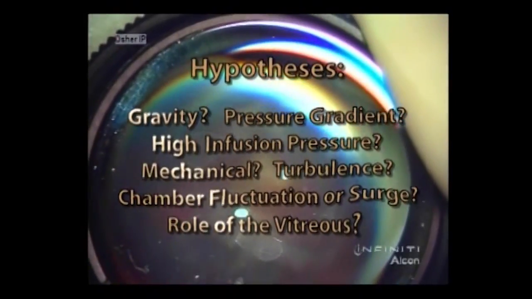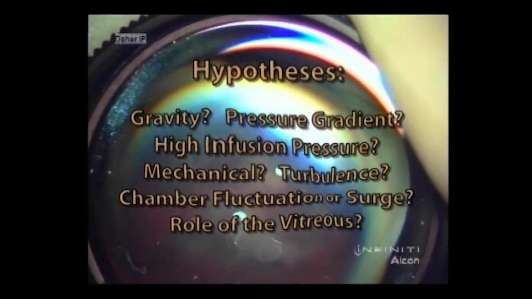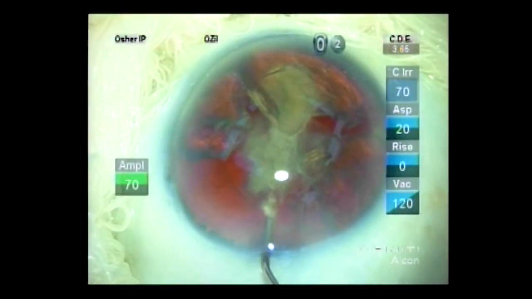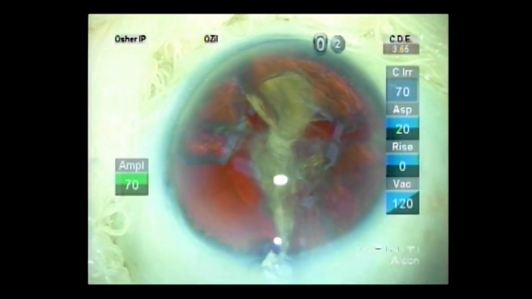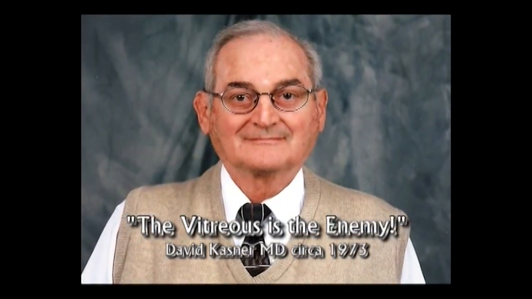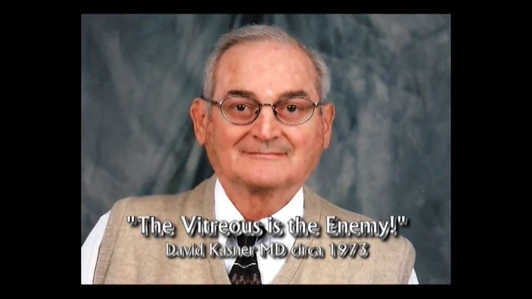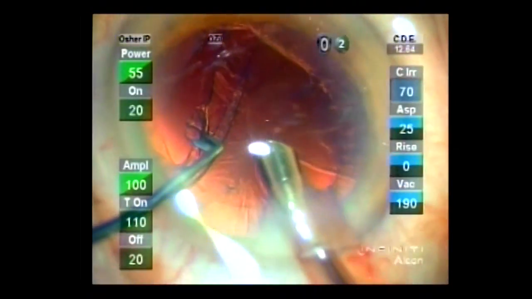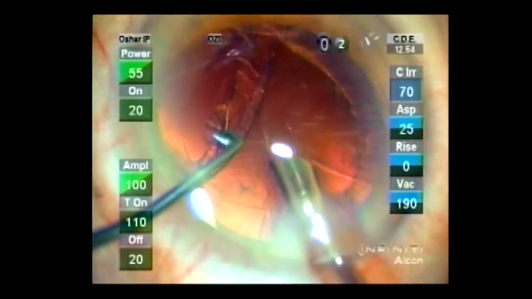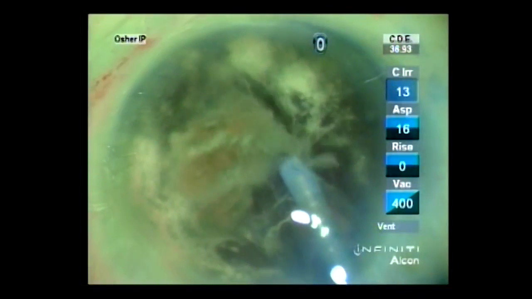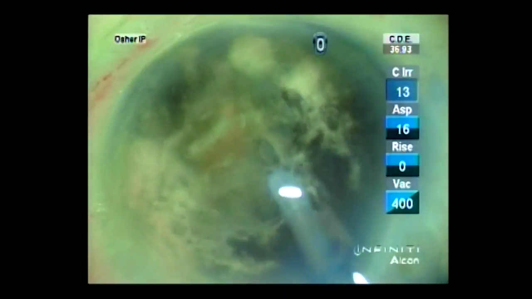So what have we learned? Once again, to challenge the accepted. The vitreous is the enemy. Those immortal words of Dr. David Kasner, the father of vitrectomy, have been passed from teacher to student for more than 3 decades. Yet when the posterior capsule is torn, it is the vitreous which serves as a safety net, behaving not as the enemy, but as the surgeon's best friend.